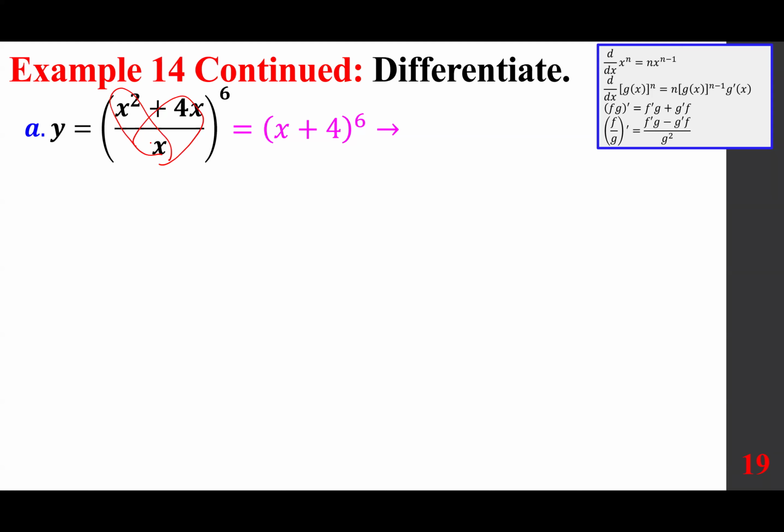So we are going to use the extended power rule, everybody. So we get y prime equals 6, the same thing to the power of 5, times the derivative of the inside, 1, which makes it y prime equals 6 times (x + 4) to the power of 5.